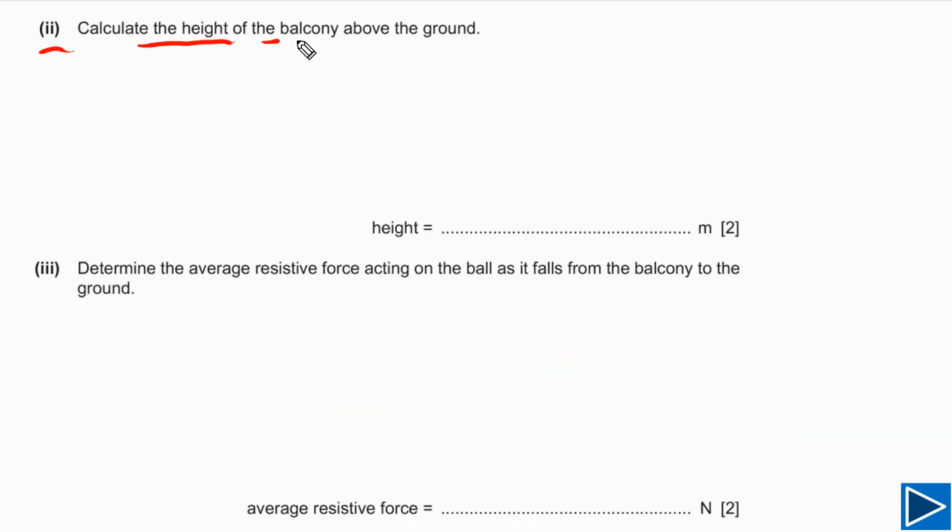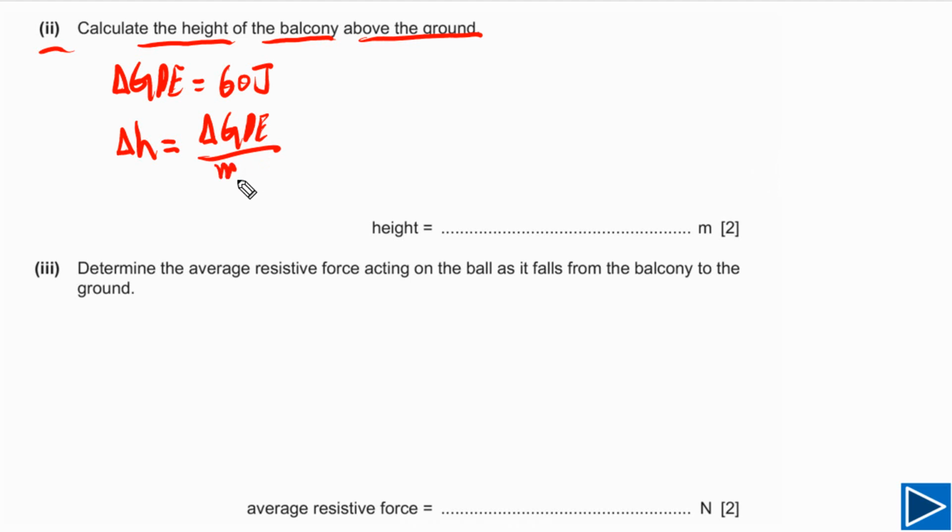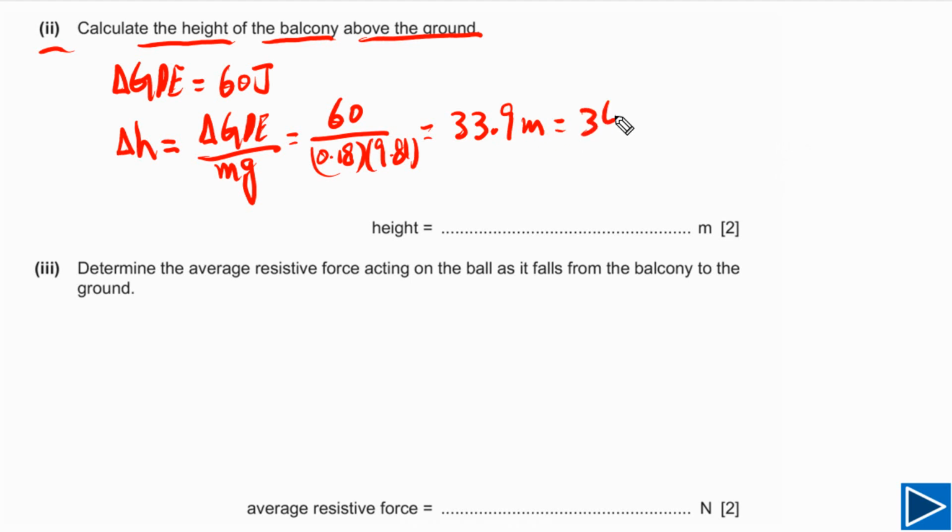The second part is asking us to calculate the height of the balcony above the ground, but for this question the change in gravitational potential energy is given, that is equal to 60 joules. Simply we need to find the change in height. The change in height is equal to change in gravitational potential energy divided by mg, the force of gravity. In this case, the change in gravitational potential energy is 60, the mass of the ball is 0.18 and the value of g is 9.81. If we solve this, we can find the change in height. In this case, the change in height is 33.9 meters, or we can say it is equal to 34 meters to 2 SF, because the least number of significant figures in the raw data we have is 2, so our answer has to be to 2 SF. So the final answer is 34 meters.